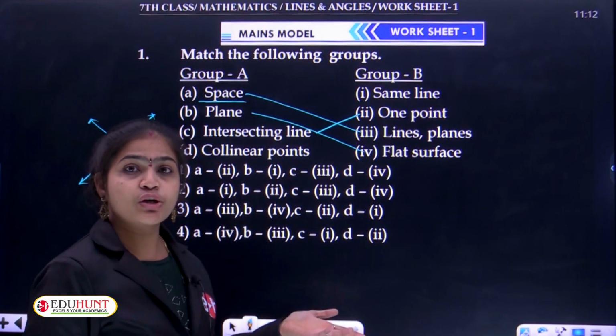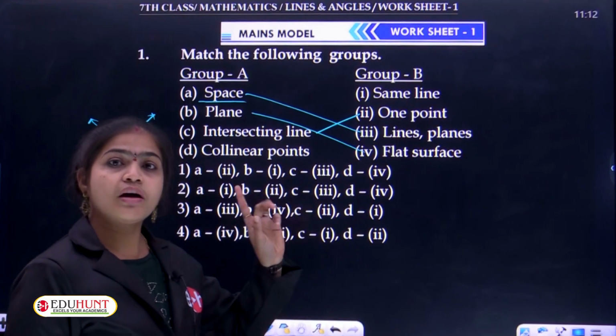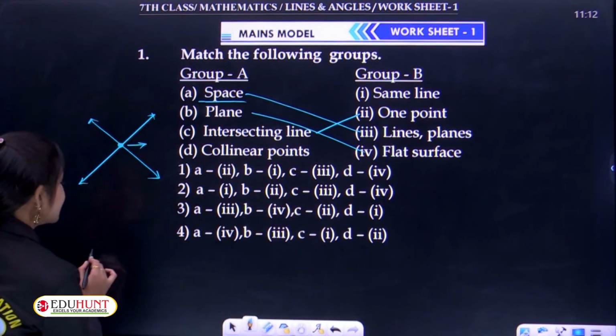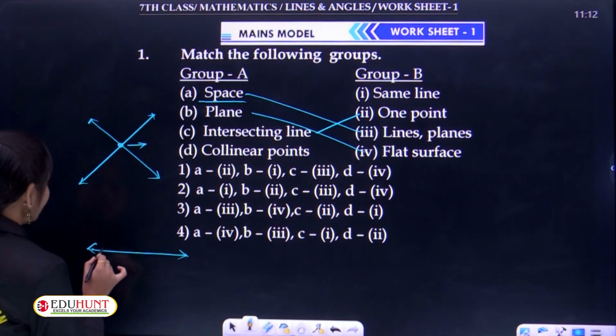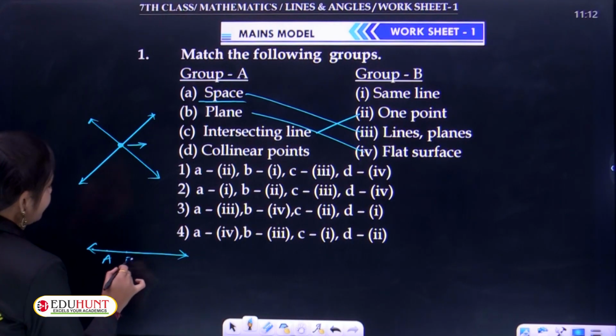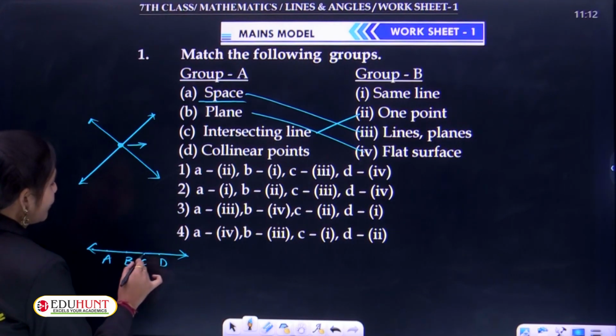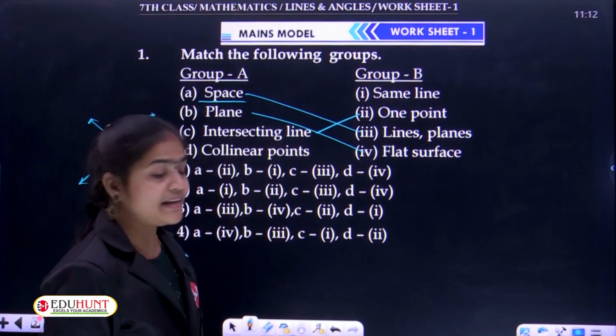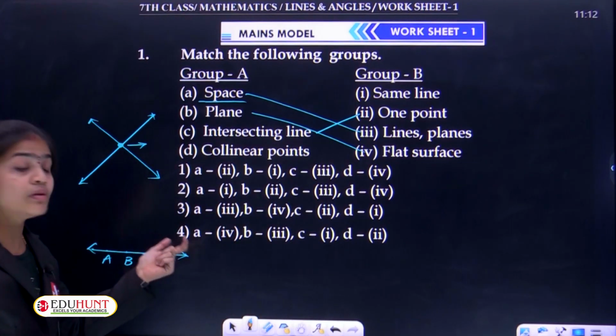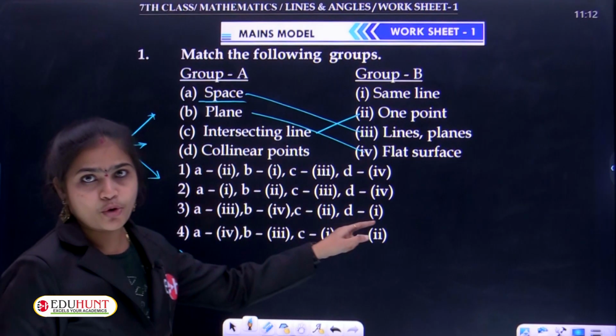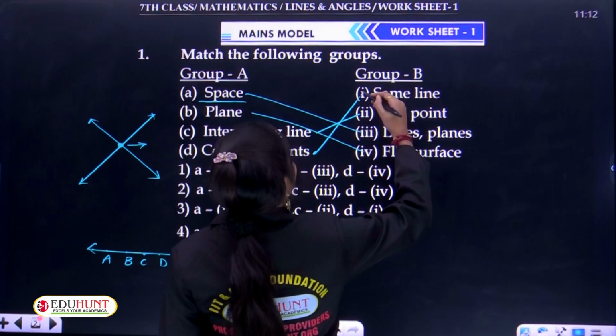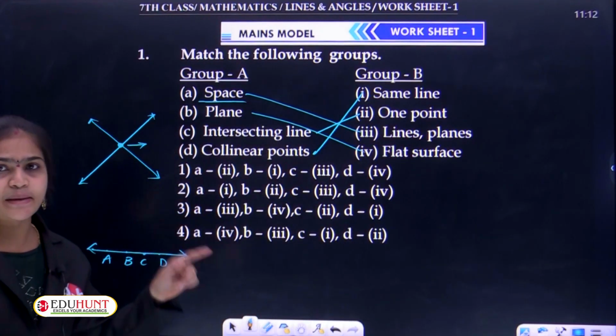And in the same way, collinear points. Which points will we call collinear? Three or more points lying on the same line. On the same line, three or more points lie on the same line. Then those points are known as collinear points. Collinear points means they lie on the same line.